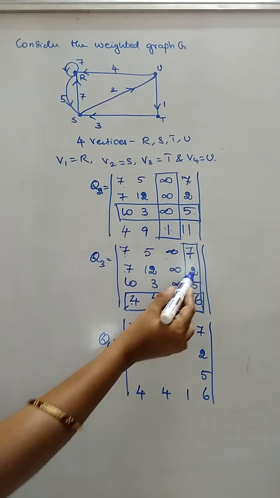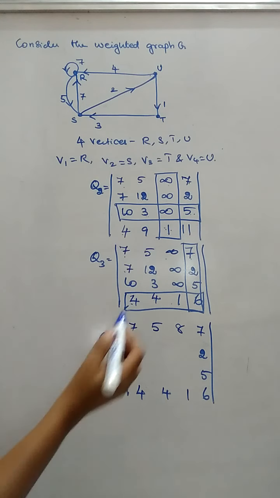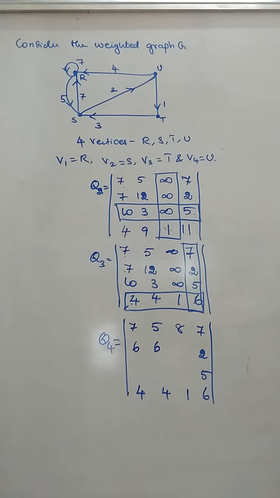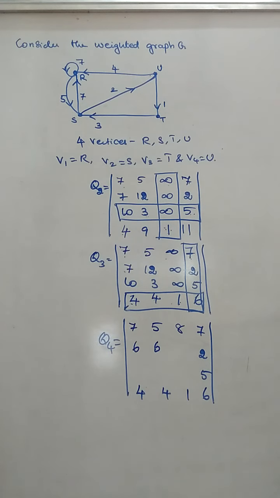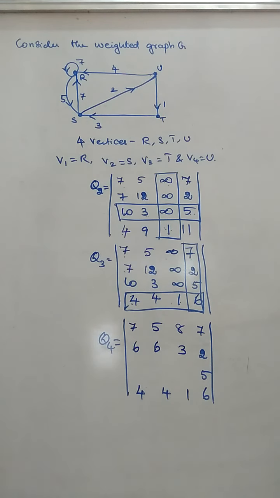Then 4 plus 2, 6. 6 will be compared with the 12. 6 is a minimum number, so we must write 6 here. Then 1 plus 2 which is equal to 3. 3 will be compared with infinity. So 3 is a minimum number. We have to write 3 here.